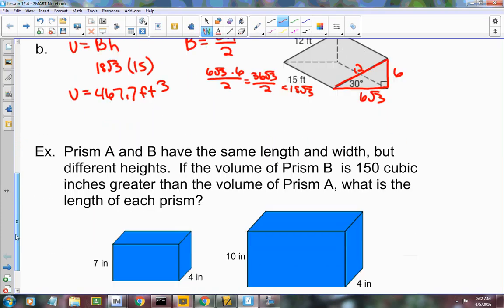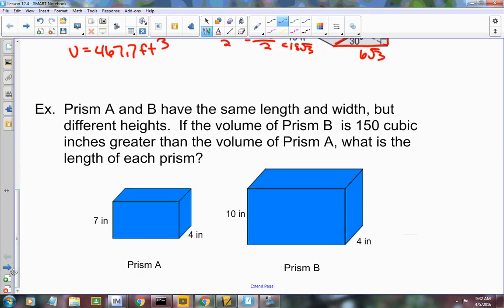All right, and here's a tricky one. Since prism A and prism B have the same length and width, but different heights, if the volume of prism B is 150 cubic inches greater than the volume of prism A, what is the length of each prism? Okay, so we're wanting to know what the length is. Now we know that they're the same, so I can let x represent the length of both of those, yes?